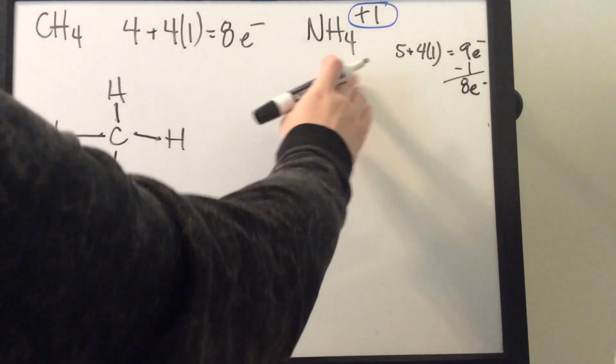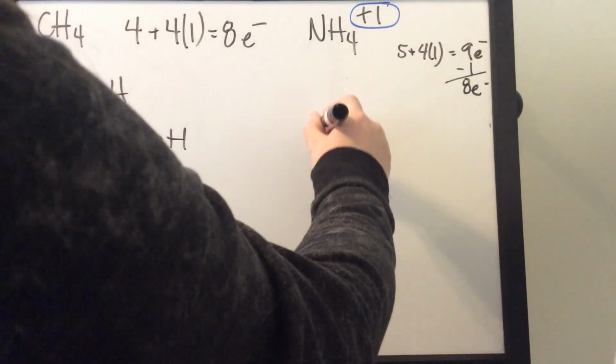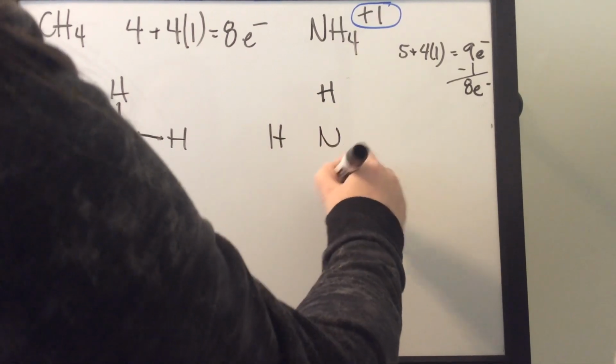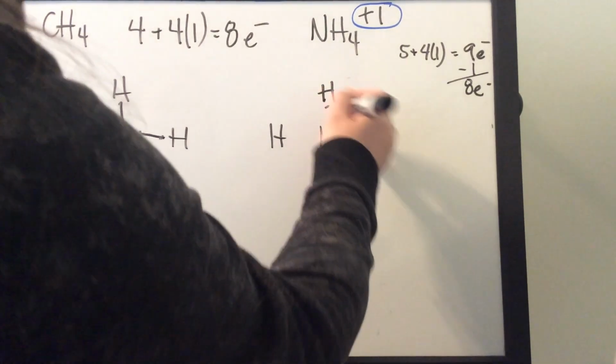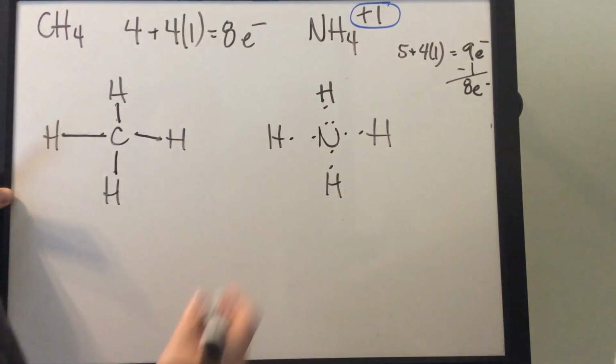Okay. So again, hydrogen cannot be in the middle, which means nitrogen's going to be in the middle. And my 4 hydrogens will surround it. And I put in my electrons. Each hydrogen gets 1, nitrogen gets 5. And I form bonds.